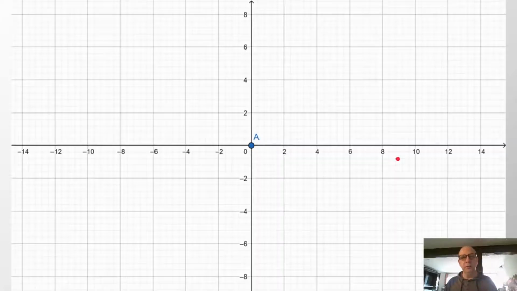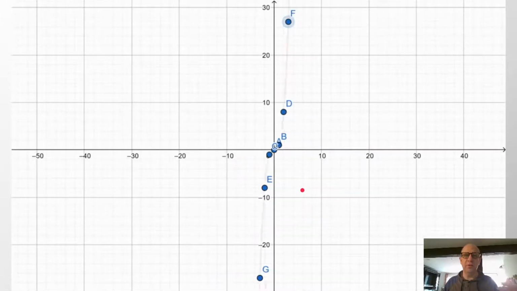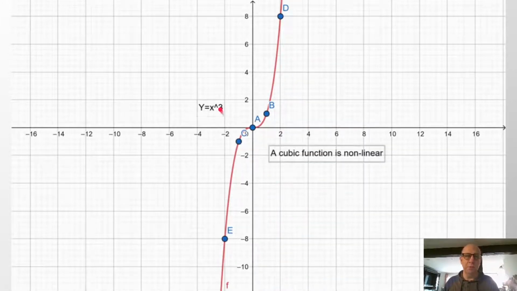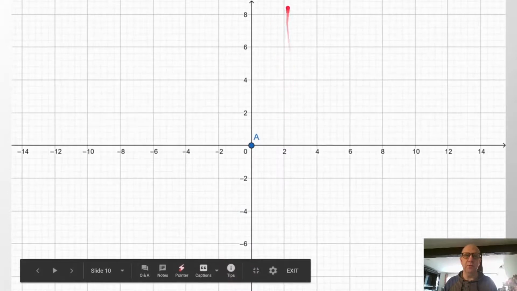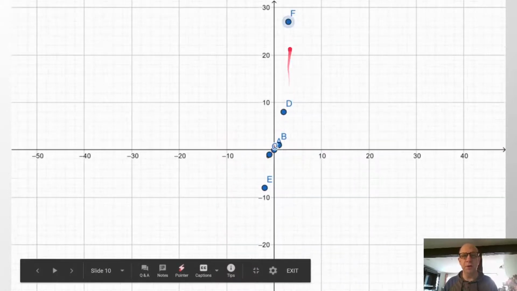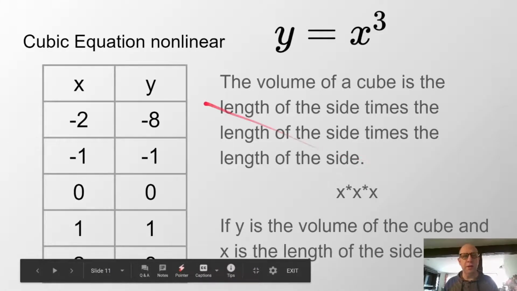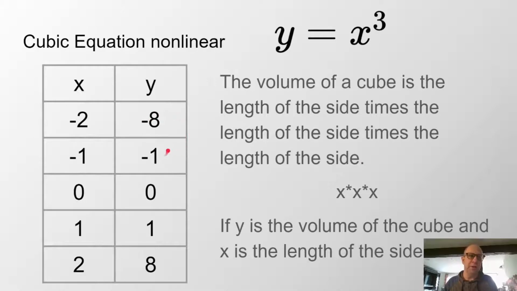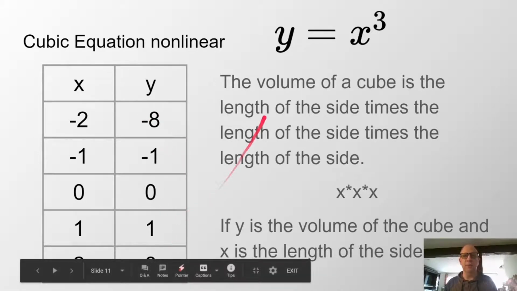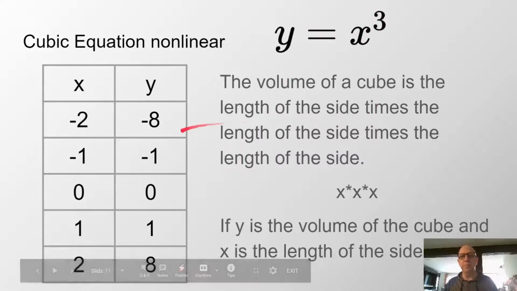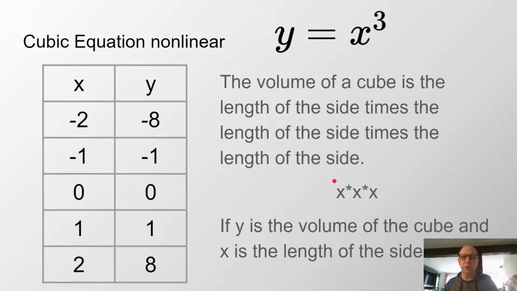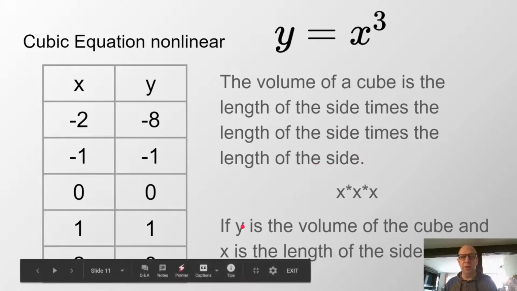The odd numbers, when it's y equals x to the power of 3, we get this S shape. Okay. And again, in the table, the numbers change by a different amount every time. The equation is y equals x to the power of 3. The volume of a cube is an example of this equation. And basically y is x times x times x.